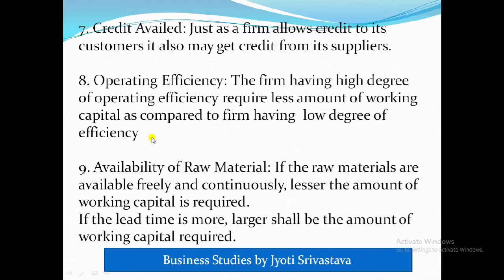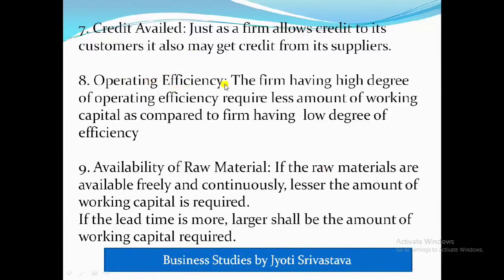Then the next point is credit availed. Just as a firm allows credit to its customers, it also may get credit from its suppliers. So credit availed means the company is getting credit from the supplier. If the supplier of the raw material is giving long term credit, then definitely the company can manage with less working capital. But if the supplier is giving only a short period of credit, then the company will require more working capital to make payments to the creditors.